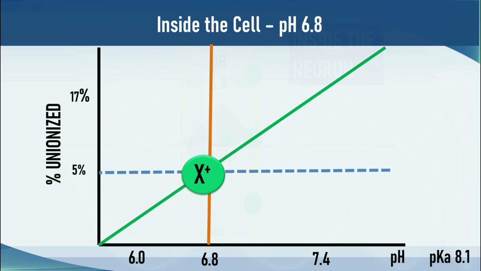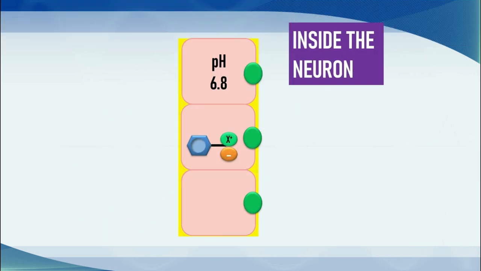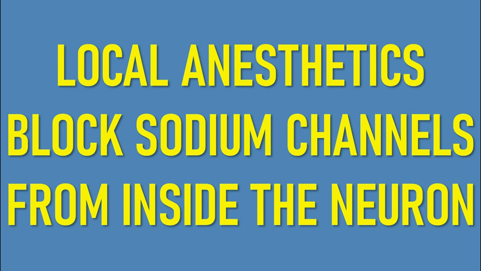So inside the neuron, the drug ionizes, the ionized moiety then blocks the sodium channel from the inside, and sodium is unable to pass through the channel. The nerve action potential is stopped. And that's how local anesthetics work. All local anesthetics block sodium channels from inside the neuron. For them to work, they have to cross the cell membrane and then ionize within the nerve cell.